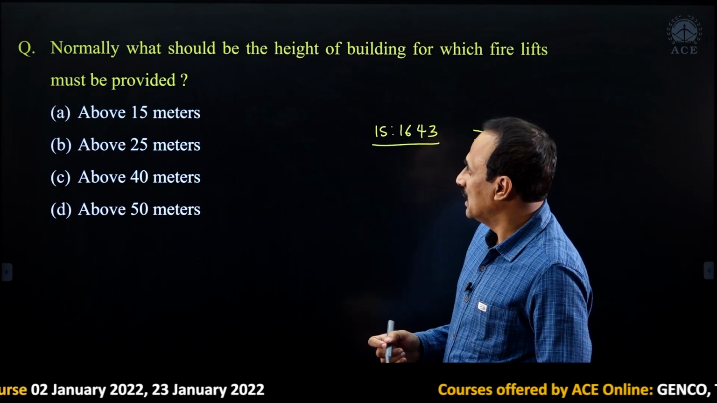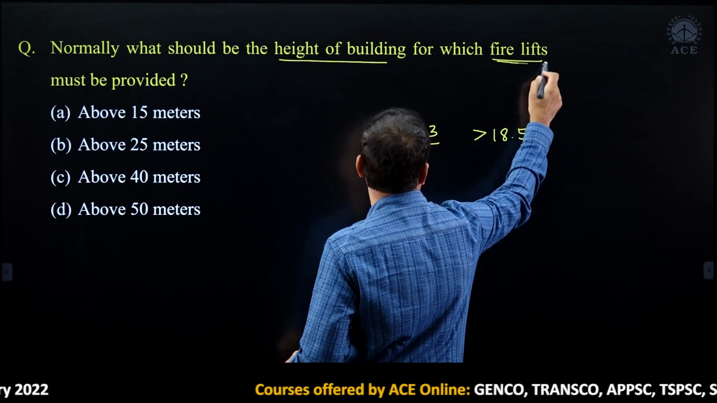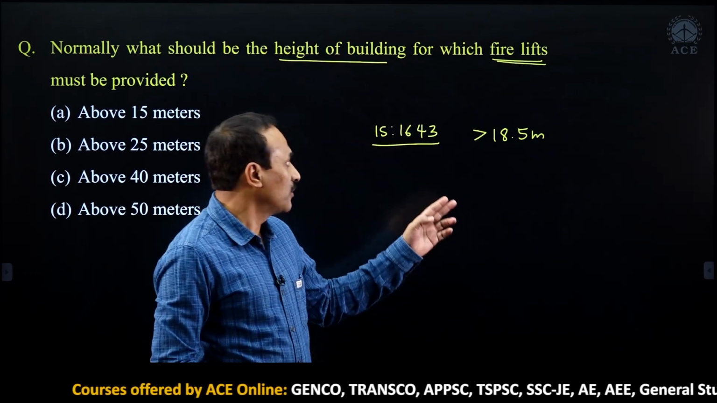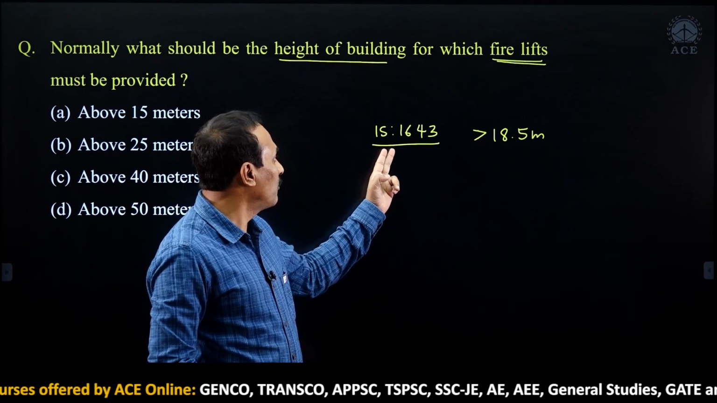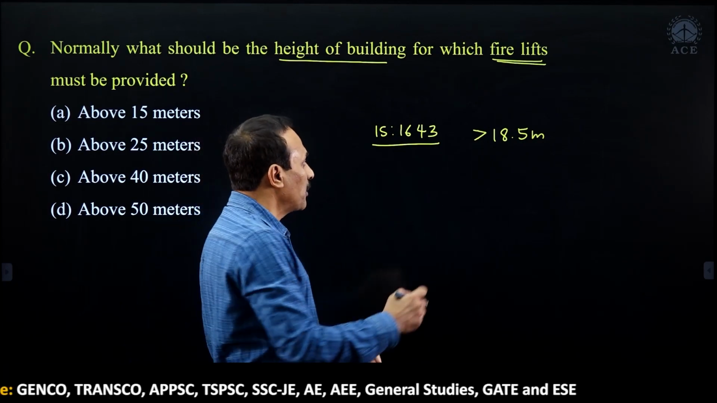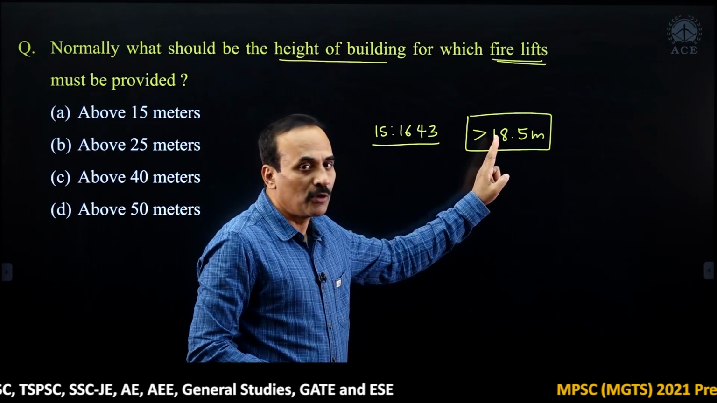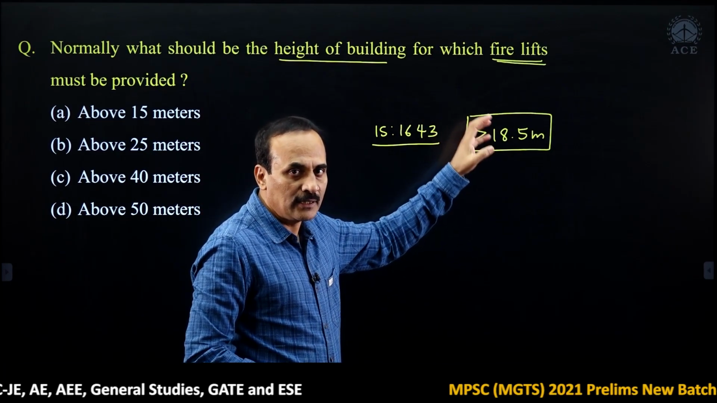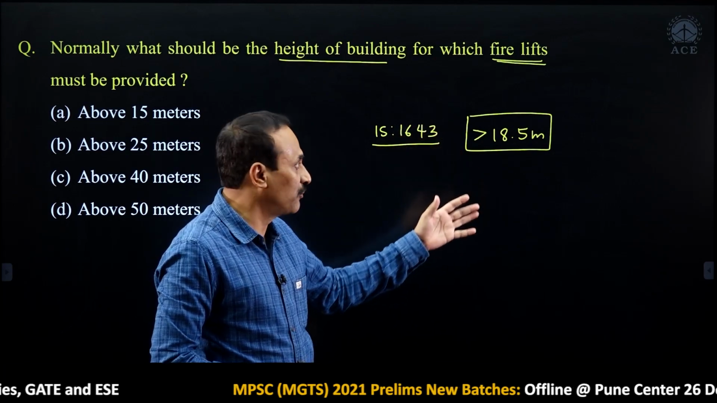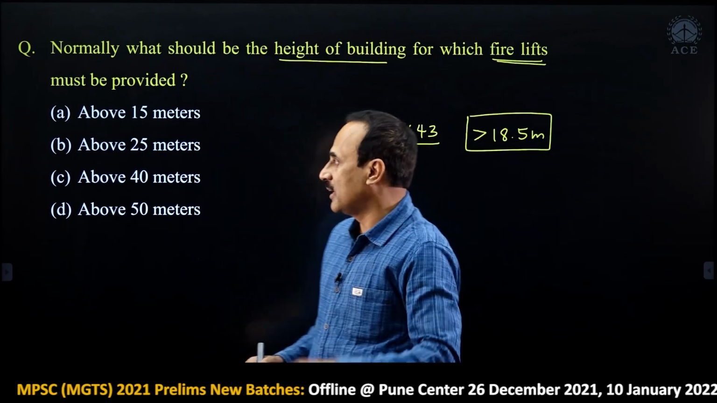Look at this question. Normally, what should be the height of building for which fire elevator or fire lift must be provided? All the norms for fire safety or firefighting are given in IS 1643, Bureau of Indian Standards. As per 1643, a normal building with a height more than 18.5 meter is to be provided with a fire safety elevator or fire safety lift. More than 18.5 meter, a fire safety lift is compulsory as per the code.